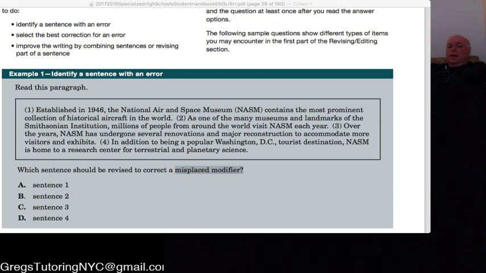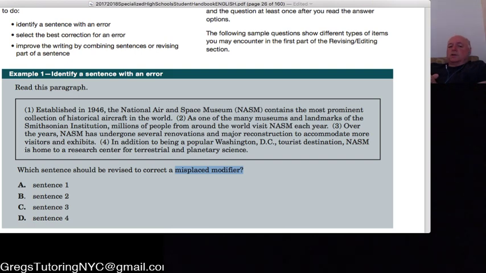All right? So what I like to do is I still like to look through the other choices. So 3, over the years, NASM has undergone several renovations and major reconstructions to accommodate more visitors and exhibits. Yeah, that works. Over the years, what or who? NASM did it. Okay? And in some cases, we can actually flip the sentence. So if you take that "over the years" phrase and put it at the end of sentence number 3, we have a full sentence. NASM has undergone several renovations and major reconstructions to accommodate more visitors and exhibits over the years. That works too. So sometimes you can flip the clause, the prepositional phrase, the modifier, and put it at the end. In some cases you can.